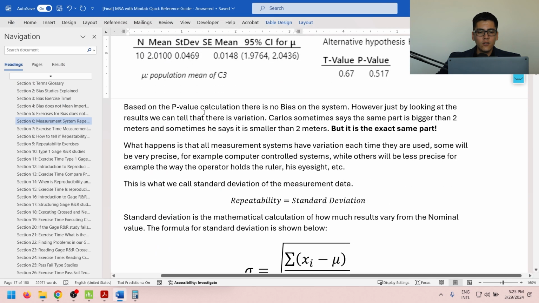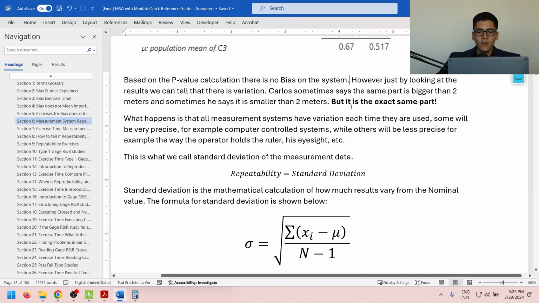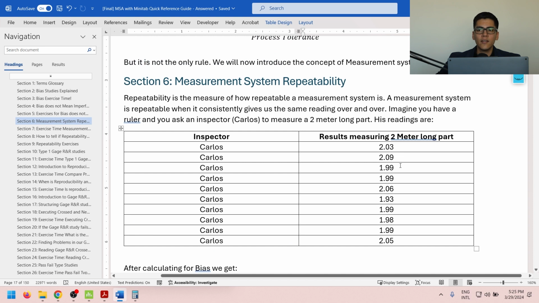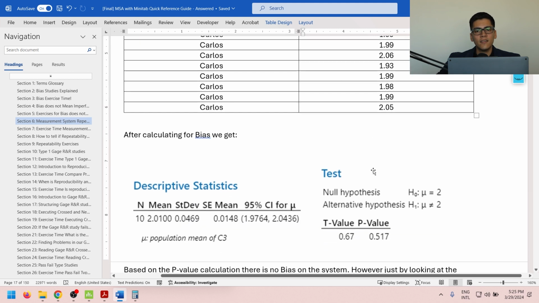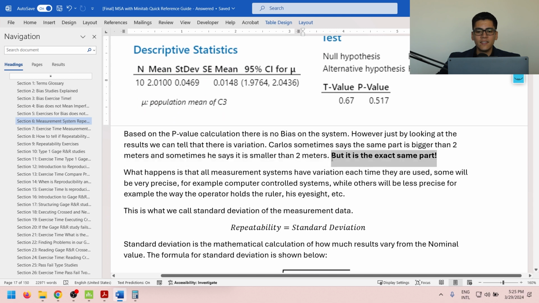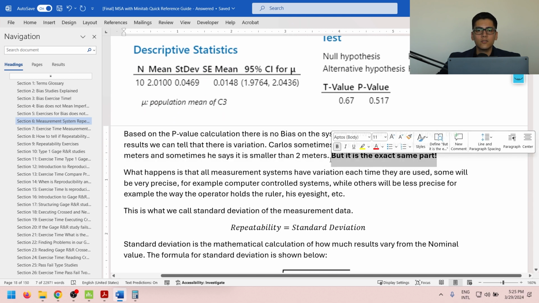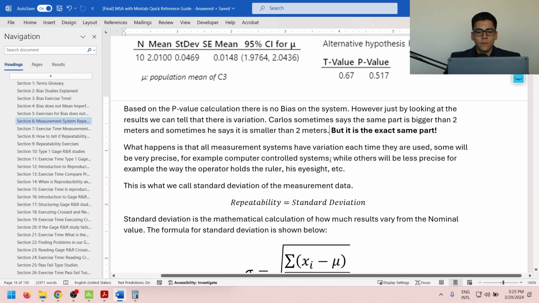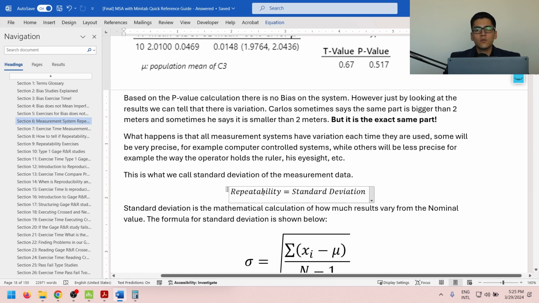So we know that the p-value calculation tells us there is no bias in the system. However, just by looking at the results, 2.03, 2.09, 1.99, 1.99, and so on and so forth, we can evidently tell that Carlos is not exactly getting the value of 2. This variation is coming from the exact same part. So we expect Carlos, if he was perfect, to always get 2 meters, 2 meters, 2 meters, and so on and so forth. This is known as repeatability.